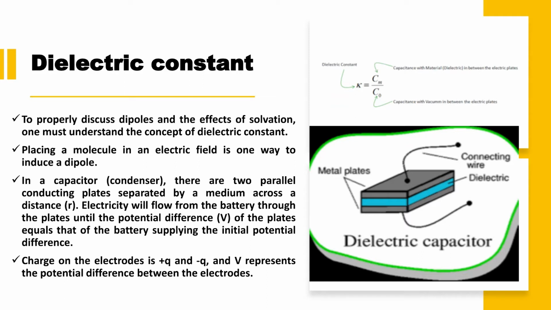Dielectric constant is a ratio determined by the K, and it refers to the capacitance of the medium divided by that of the vacuum.